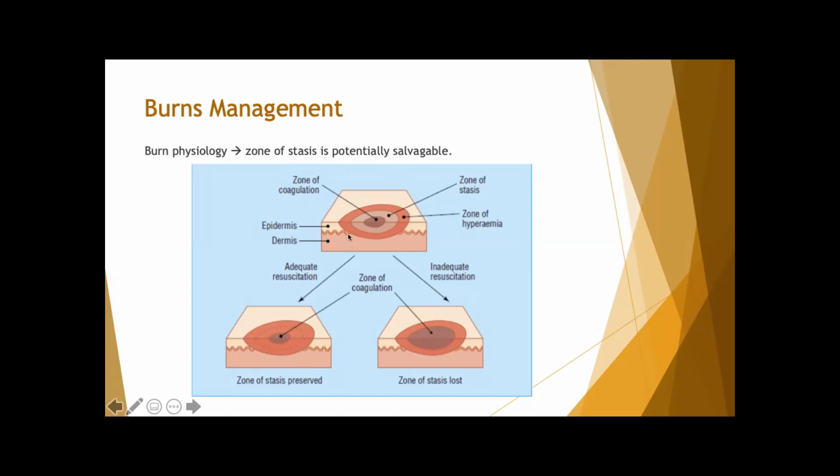So if you adequately hydrate them and resuscitate them, you can salvage that area and you've just made the zone of coagulation smaller or at its most minimal size. Whereas if you don't resuscitate them properly, you're just going to make the burn worse. There's more unsalvageable area. They lose more skin, more tissue.